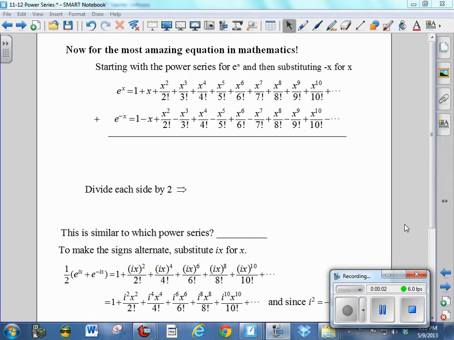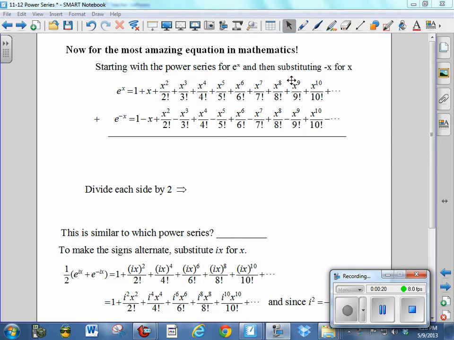Are you ready? Now for the most amazing equation in mathematics. We are going to use our power series knowledge that we just talked about to derive the most incredible equation I've ever seen. And hopefully you'll find it as incredible as I do.